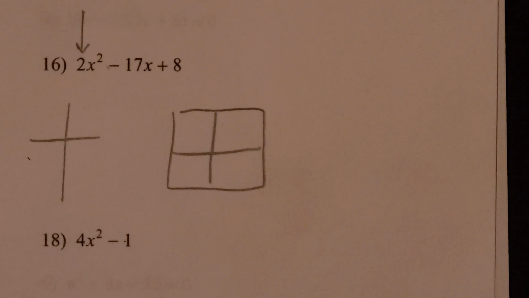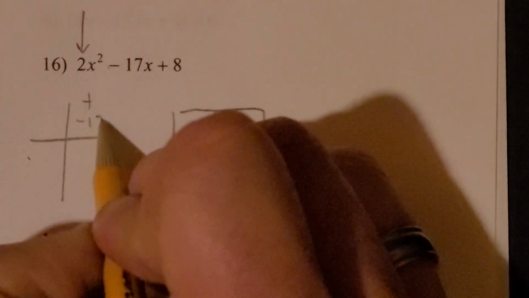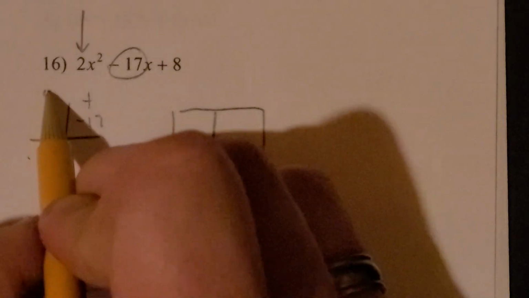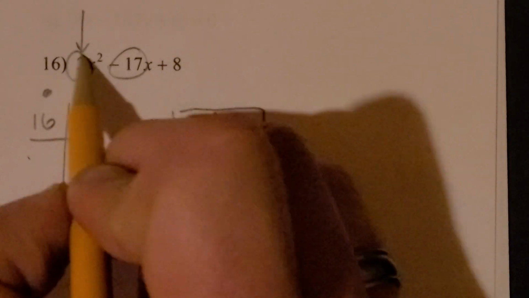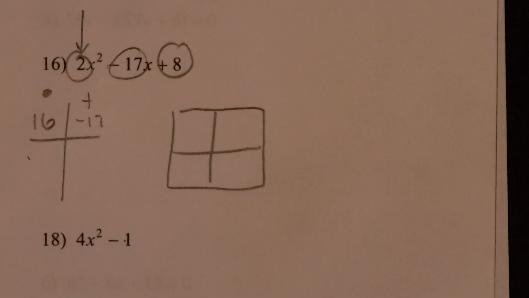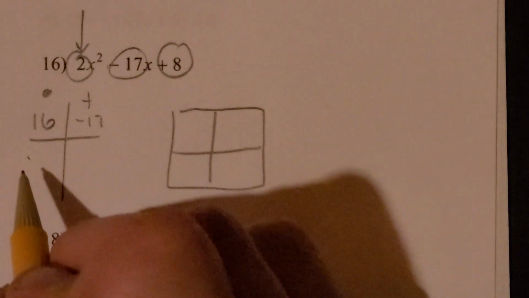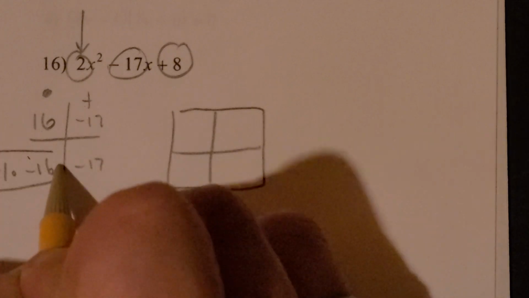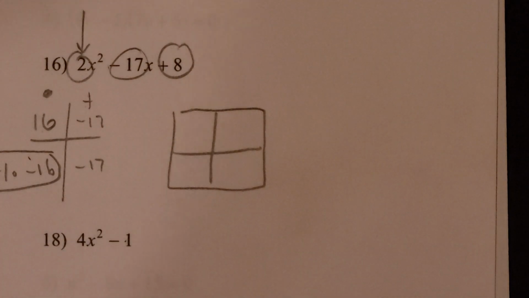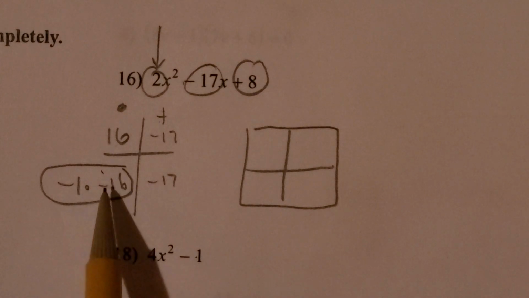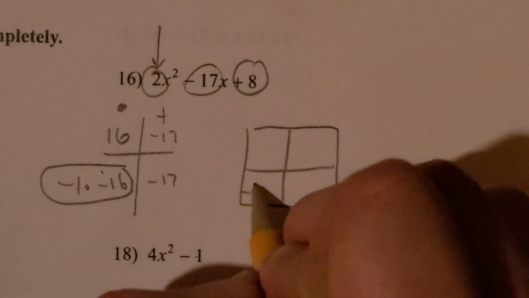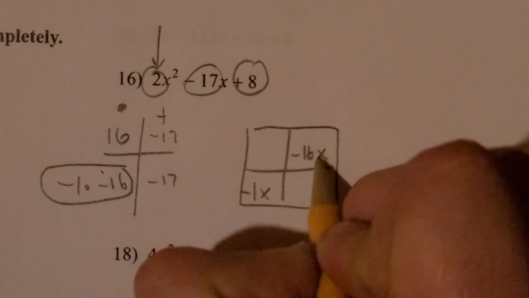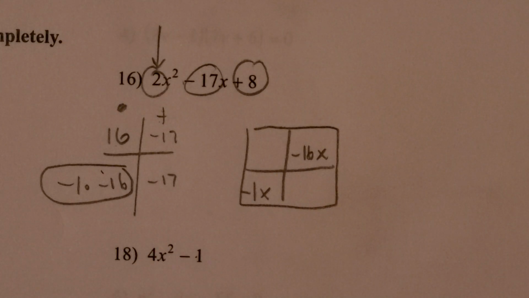Everyone's favorite. Adds to still this middle number, multiplies to these two multiplied together, 2 times 8. Then you were looking for negative 1 times the negative 16. These are my two magic numbers is what I always called them in class. Oops, sorry. Negative 1, negative 16. So negative 1x, negative 16x. Those are not part of the answer. Those go in the box. Top right, bottom left. It does not matter which goes where.